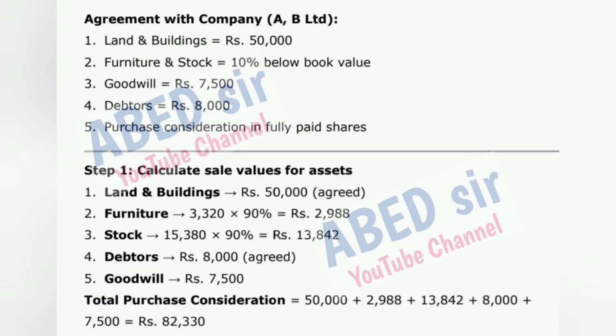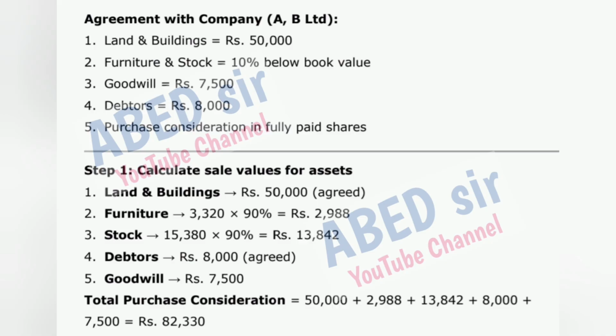Step 1. Calculate sale values for assets. 1. Land and buildings 50,000 rupees, agreed. 2. Furniture: 3,320 times 90% is equal to 2,988 rupees. 3. Stock: 15,380 times 90% is equal to 13,842 rupees. 4. Debtors 8,000 rupees, agreed.